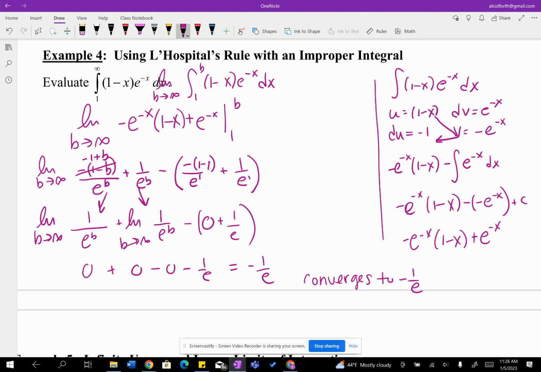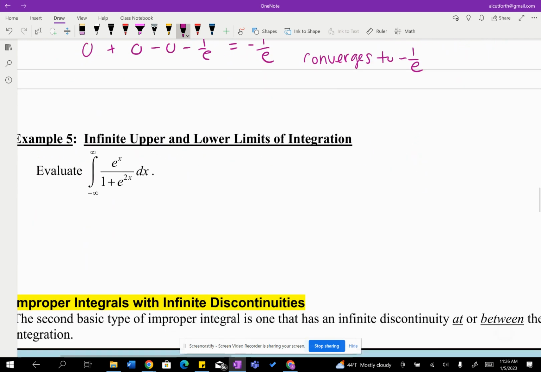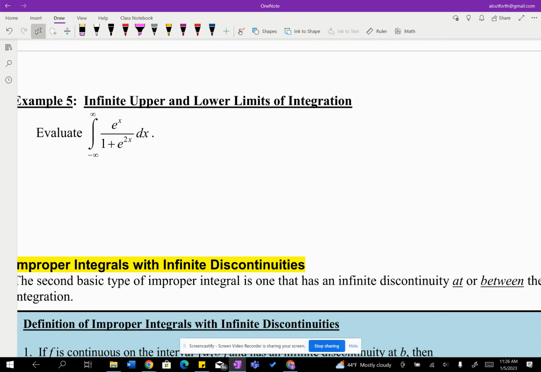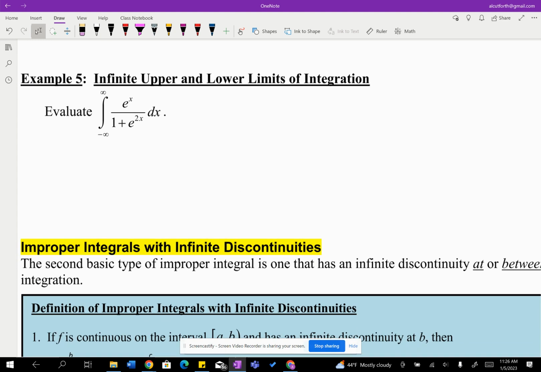All right, buckle your seatbelts for this one. And you two especially are going to be like, what the heck? Okay, this has limits in the top and the bottom that are both infinity to negative infinity. So we need to break it up into two improper integrals. You can start at whatever number you want. I like 0, so let's do 0.